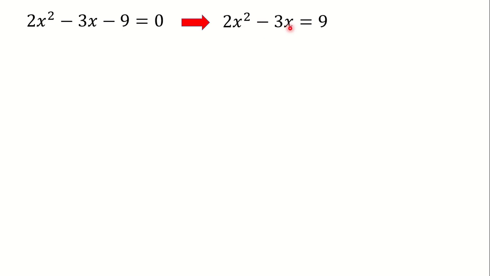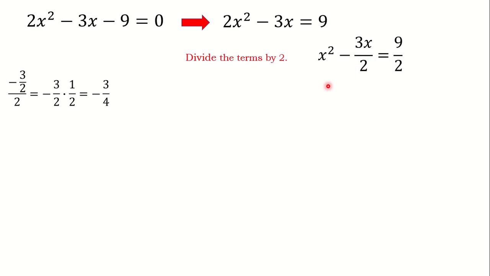2x squared minus 3x is equal to 9. And then, i-divide natin all the terms by 2. So, magiging, 2x squared divide 2, so x squared na lang. Minus 3x over 2 is equal to 9 over 2. So, after nito, ano na ang gagawin? Gawin natin perfect squared trinomials. Gamit yung paraan na tinuro ko sa inyo.